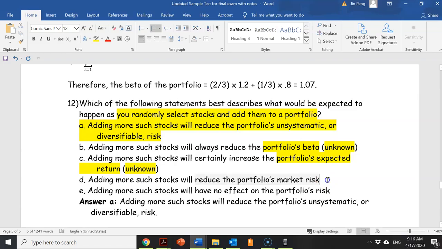Market risk? No, the market risk should remain the same. Market risk should always remain the same because it cannot be diversified away. Portfolio's risk? No, the stock's total risk, or portfolio risk, should decrease as we add more stocks.